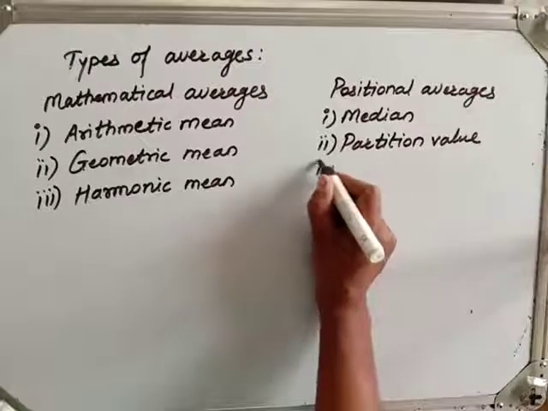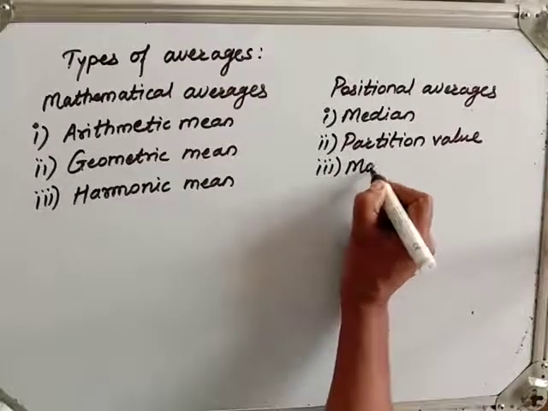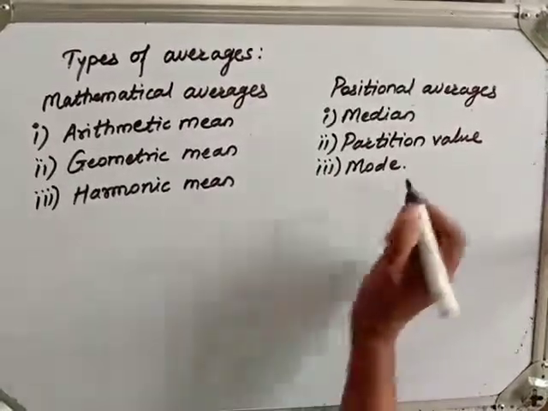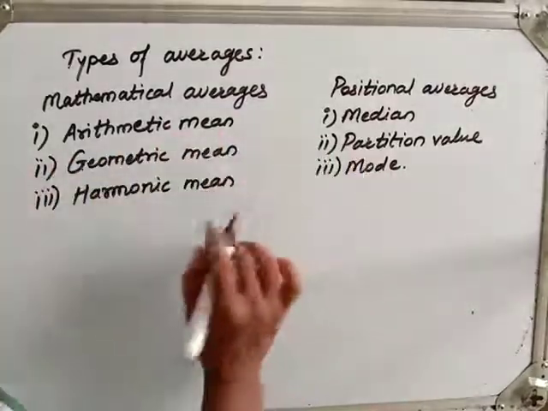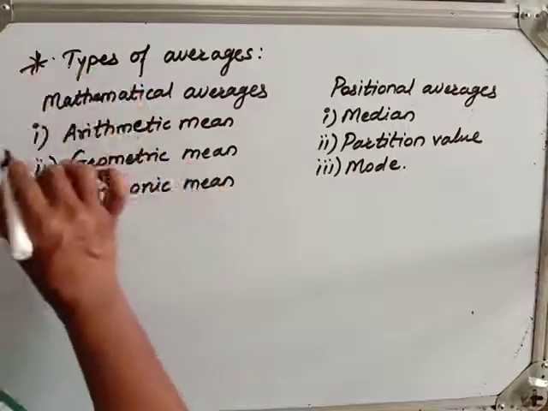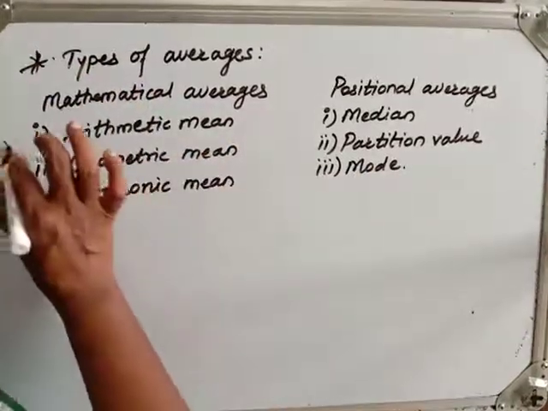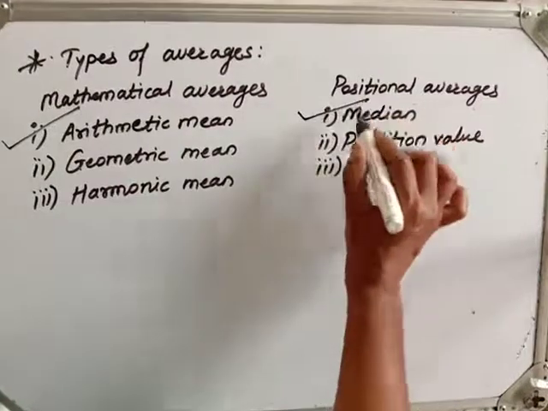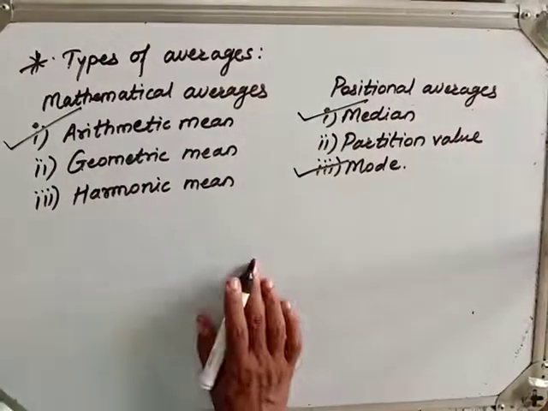And the third one is mode. The third positional average is mode. Now among all these 6 types of averages, we have to see 3 of them only, that is arithmetic mean, median and mode in our syllabus.